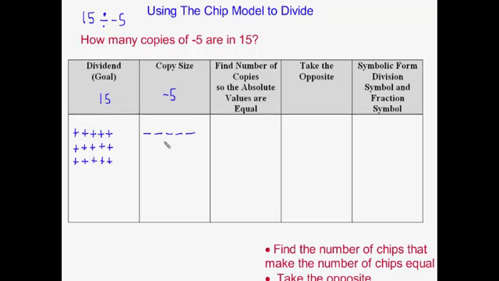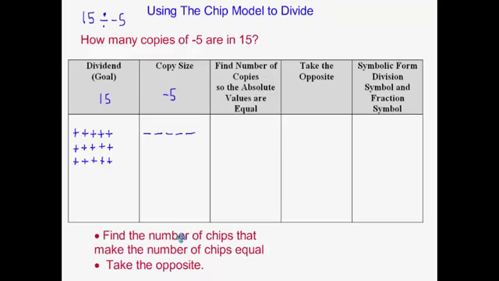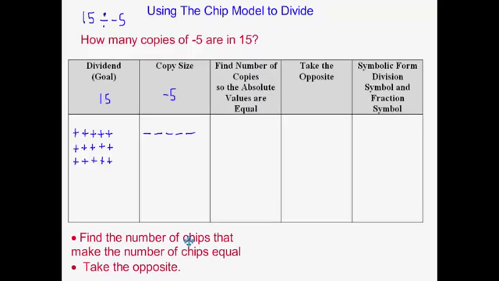And the question is, how many of the copies of 5 negative chips will I have to write down to make 15 positives? And because this is impossible, I'll never have the right amount of negative chips to make a positive group of chips because they're different in sign. So what I'm going to do instead is I'm going to find the number of chips that make the number of chips equal, disregarding what sign they are, and then I'll take the opposite of that answer in this column.